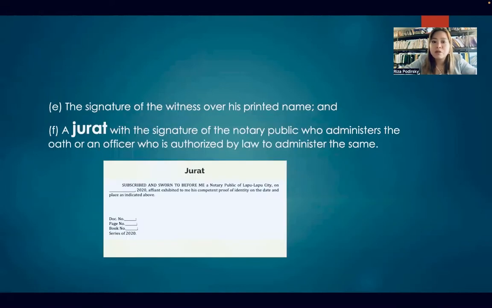So the signature of the witness over his printed name must be in the judicial affidavit, and of course the jurat with the signature of the notary public who administers the oath or an officer who is authorized by law. Jurat is signed by a notary public or a lawyer. Okay, this is the sample of the jurat as you can see on the screen.